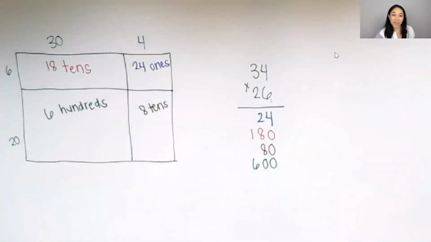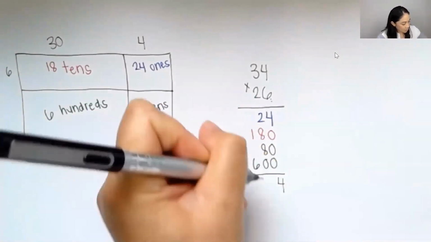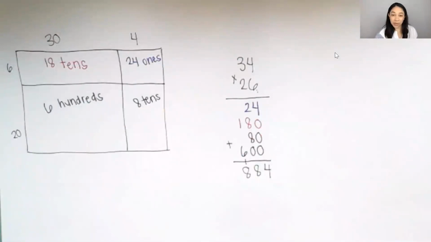What's the last step? We must add together all 4 of the partial products. Go ahead and do this now. What is the sum of the 4 partial products? 884. Therefore, 34 times 26 equals 884. This was our previous problem, 26 times 34. Take a mental picture of how we solved this problem using the area model.